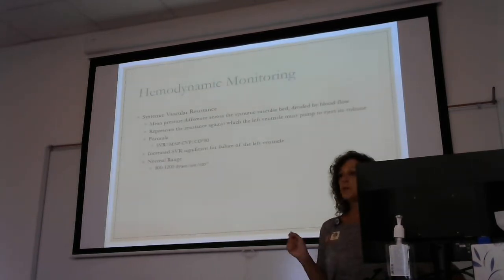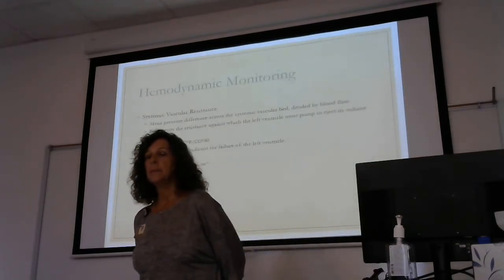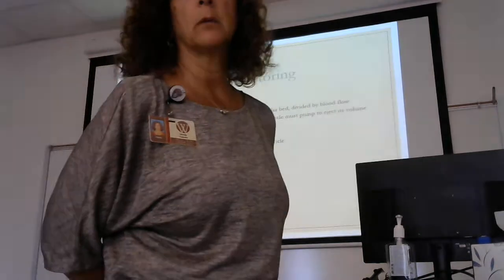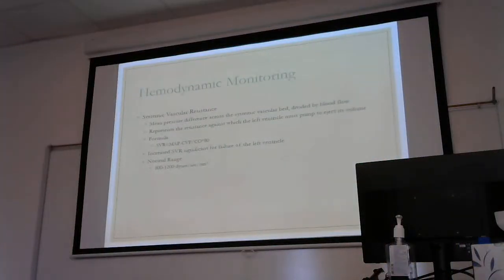SVR, you don't have to know this formula. The formula is here for you to understand how do we get it, okay? But you do have to understand what it is telling me. If you break down the words of it, systemic means it's where? Throughout the body. Vascular tells me what space I'm referring to. Resistance. So what I'm saying in layman's terms is how much resistance is in your vessels, right?